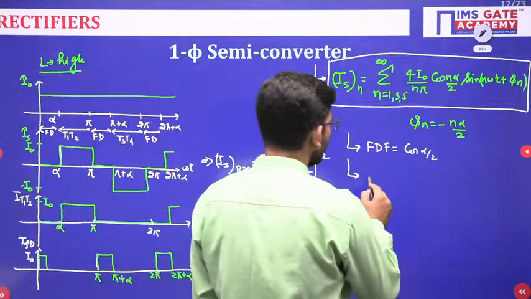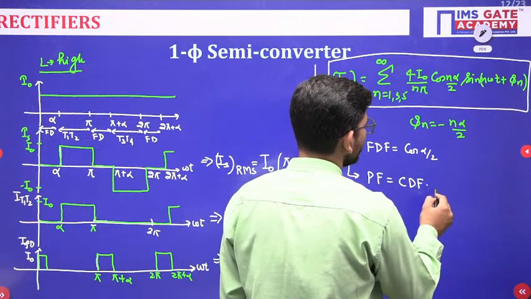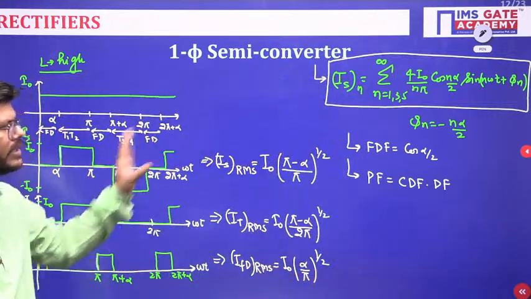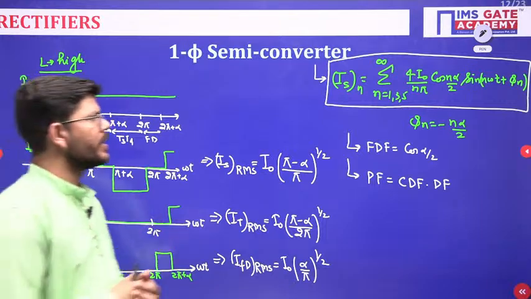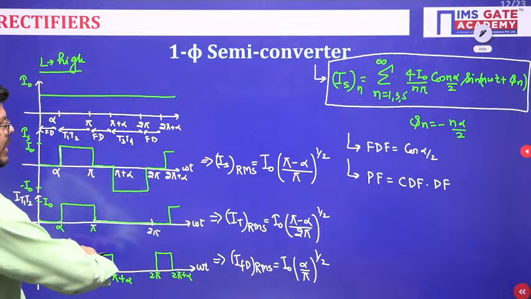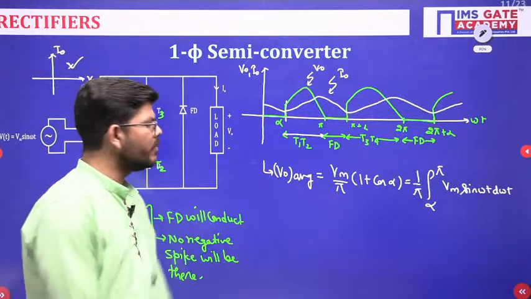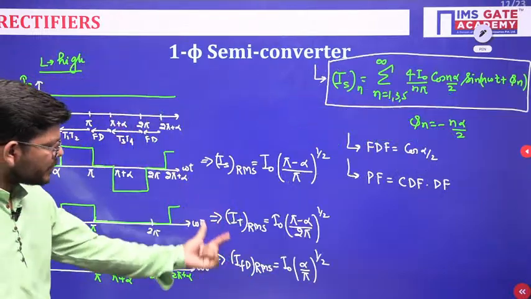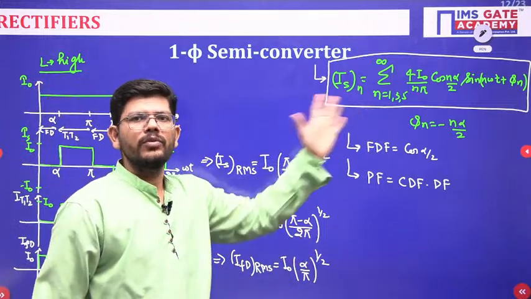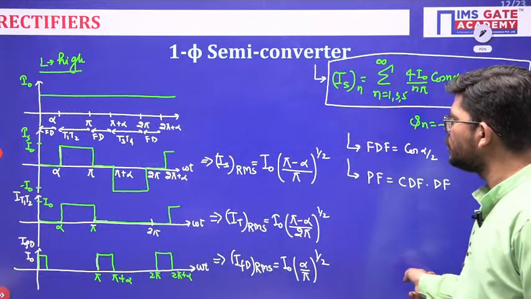And then the rest of the calculation you can do. For example, if you have to calculate the power factor, you will be calculating the current distortion factor into the displacement factor. I am not doing all those things because we don't have any fancy expression when it comes to semi converter, so you can do all those calculations. So this is all about the freewheeling semi converter. This is the average output voltage expression, which is very important. All the current expressions are very important. They may be asked in the exam. This Fourier series expression is also very important. It might be asked in the exam.